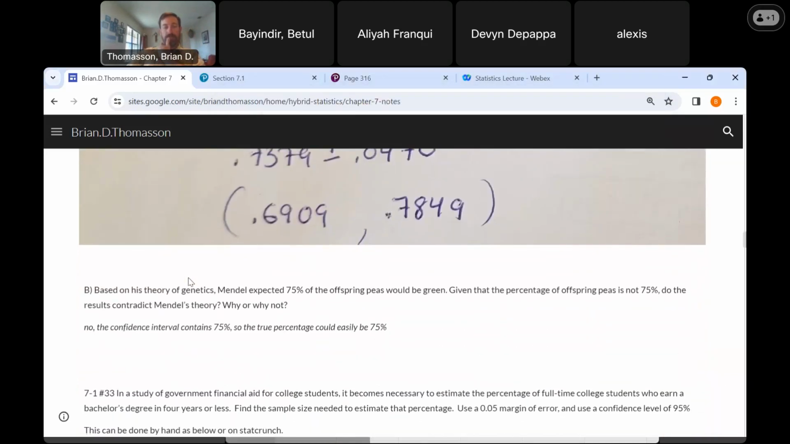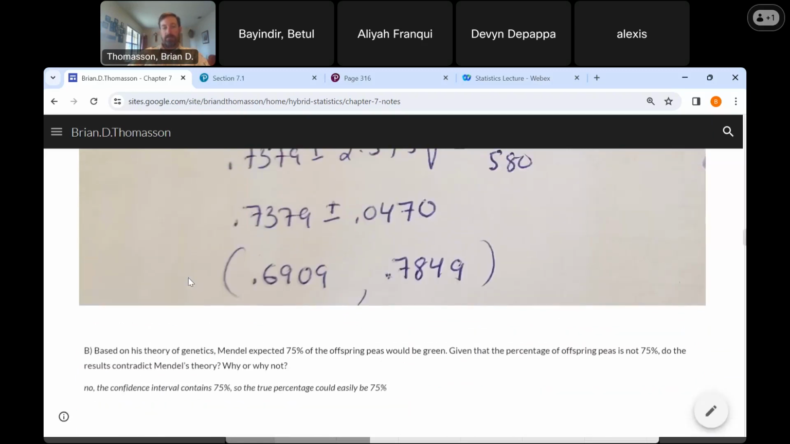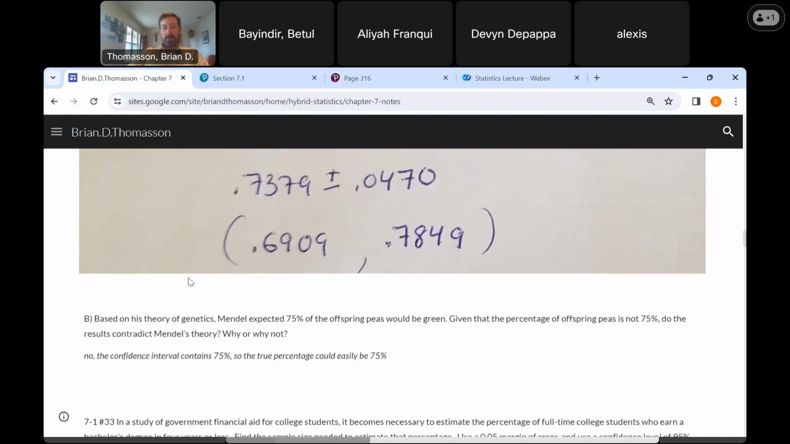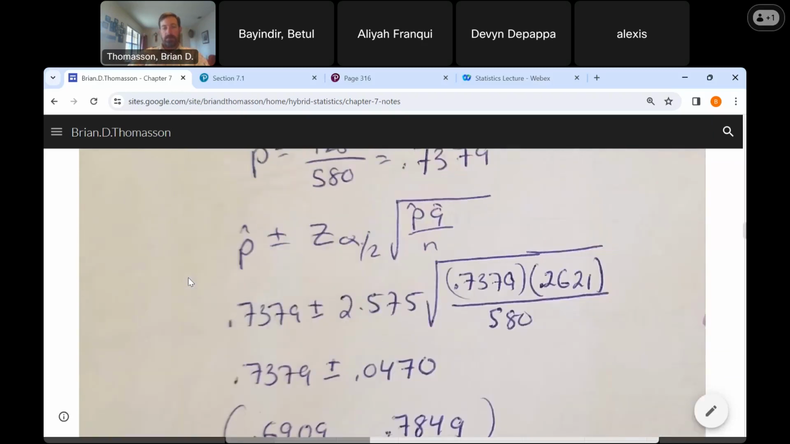All right, now there's a follow-up question here. They kind of ask it in a weird way, but let's make sure we understand what they're asking. It says, based on his theory of genetics, Mendel expected 75% of the offspring peas would be green. Given the percentage of offspring peas is not 75%, do the results contradict Mendel's theory? Why or why not?